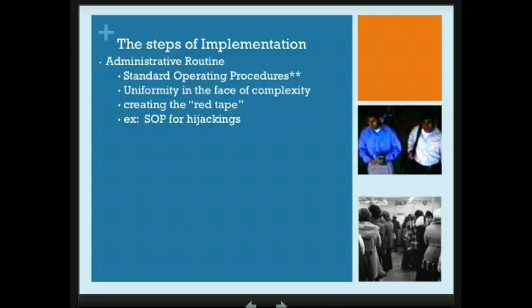So basically, what happens? Congress writes a law. In that law, even though it might be 800 to 1,000 pages, Congress does not write all of the details into that law. They are not going to tell somebody who does this job on a daily basis how to do their job. So the administrators have to establish a standard operating procedure.